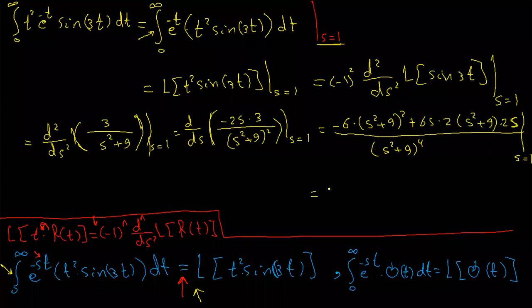Equal. Now I'm going to write 1. Negative 6 times 1 squared plus 9, it's 10, so 10 squared, plus 6 times 1, it's 6 times 2 times 10 times 2, because my s is 1, all divided by 1 plus 9, it's 10 to the power 4. You can use a calculator to find the final answer. Is it clear? It needs practice. Let us continue.